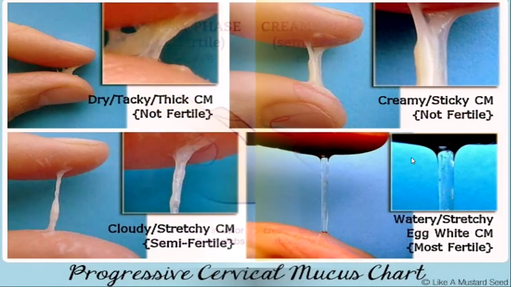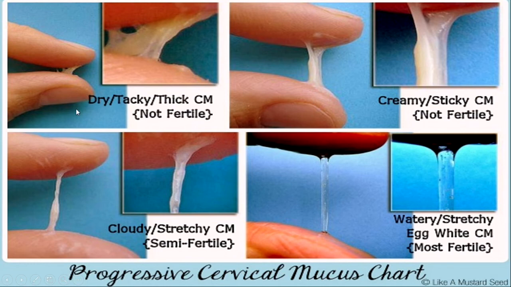Okay? Ayan, mga other pictures also. Ayan. Dry cervical mucus, cloudy. Okay? So, creamy, then watery, stretchy. So, as you can see, yung mga dry, tacky, thick, saka mga cloudy, they are usually not fertile or semi-fertile. Okay? Kasi nga, hindi makapenetrate yung sperm natin dyan.